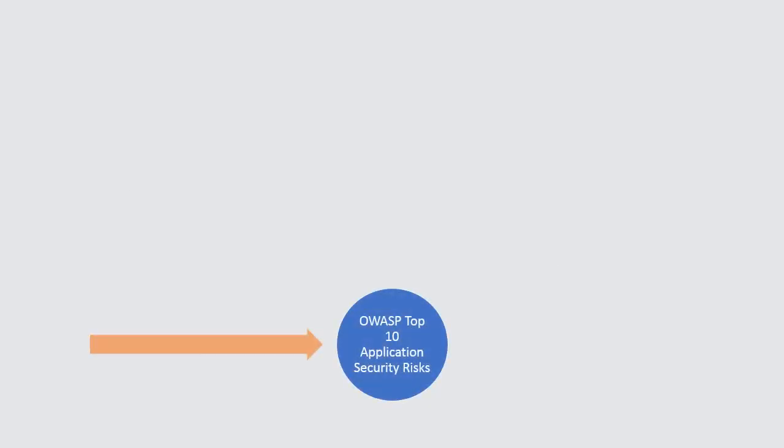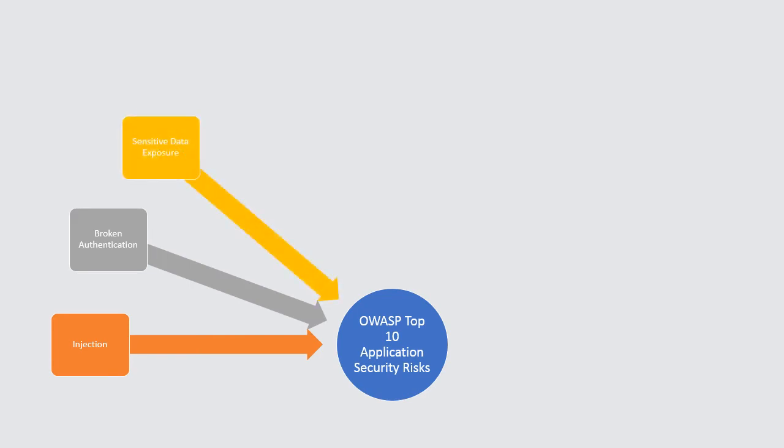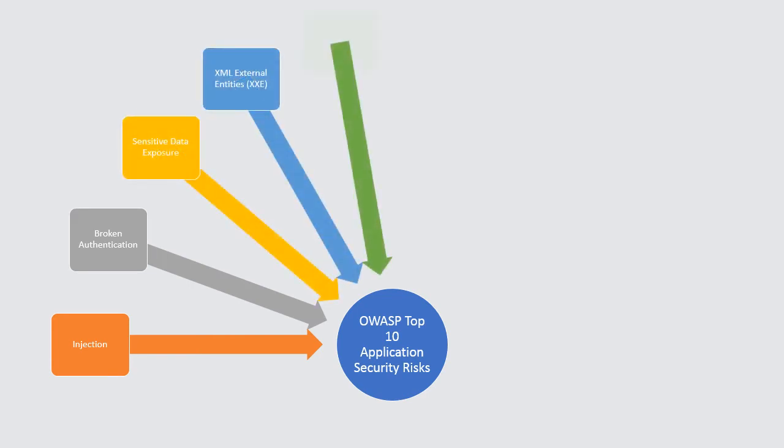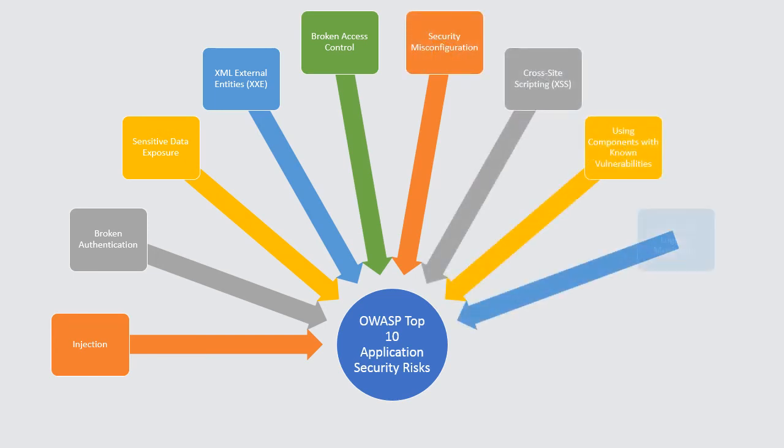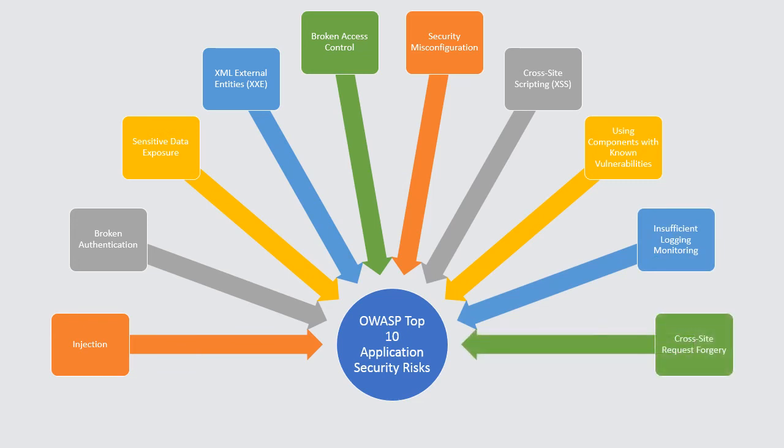OWASP Top 10 Application Security Risks are: injection, broken authentication, sensitive data exposure, XML external entities, XXE, broken access control, security misconfiguration, cross-site scripting, using components with known vulnerabilities, insufficient logging and monitoring, cross-site request forgery.